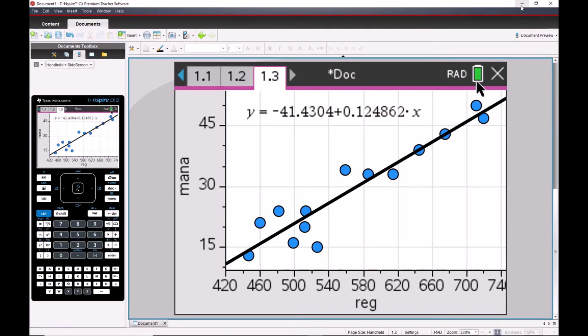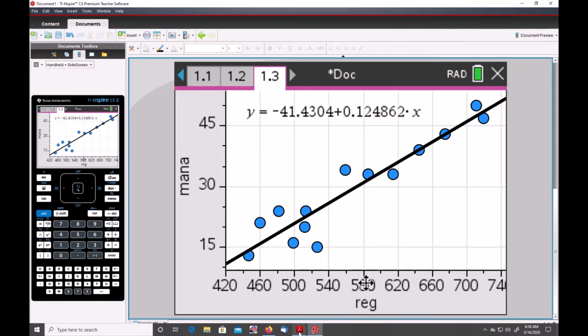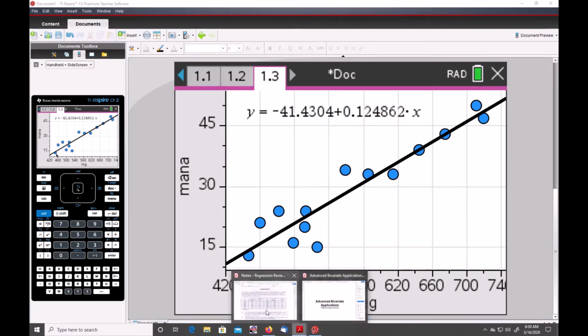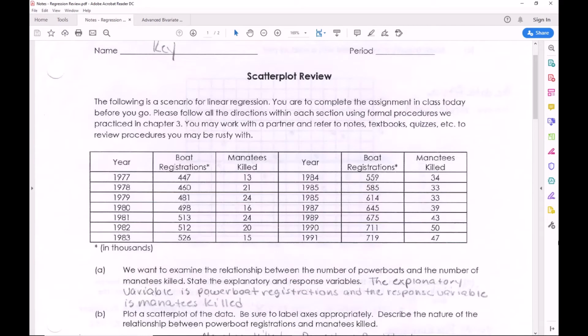So let's leave this for the moment and look back at what we're supposed to fill in. All right, so let's look at what we've got. It says, state the explanatory and response. Remember, explanatory is X. That explains what we see in our response variable. So that would be your powerboat registrations, and the response is the manatees killed.